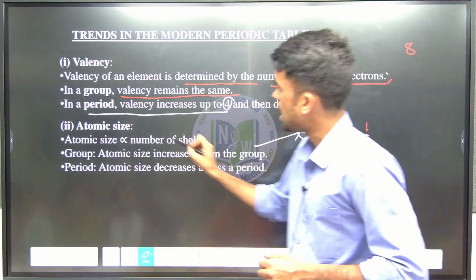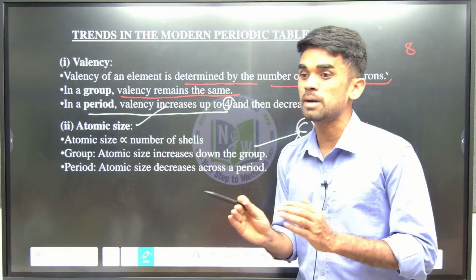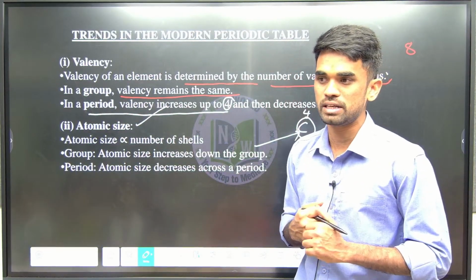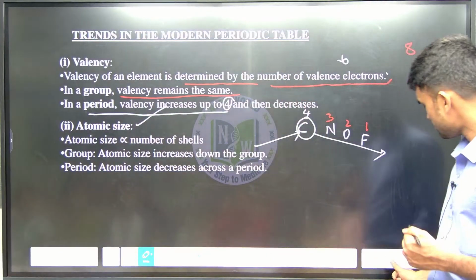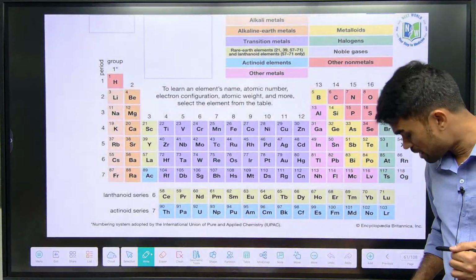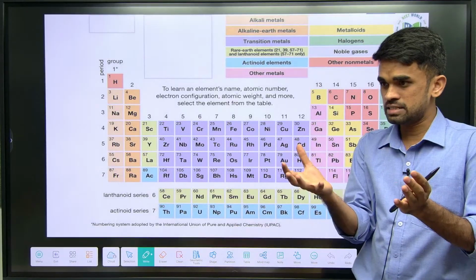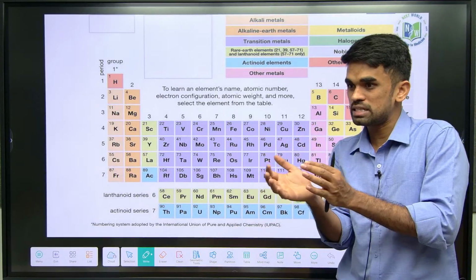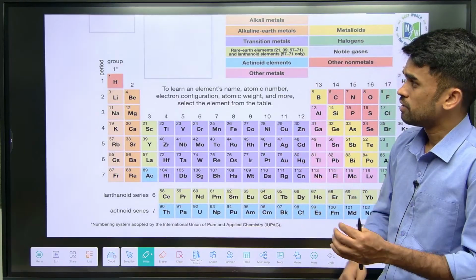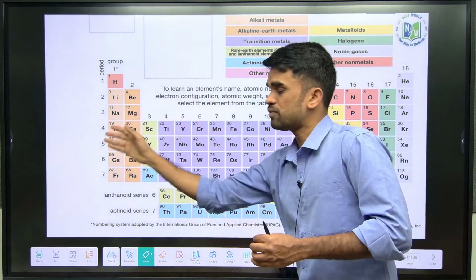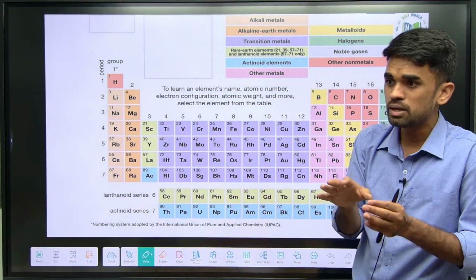Okay, the next one, atomic size. These are called periodic properties. What do we mean by periodic properties? You have written it for 8 marks in your first year. Periodic properties means properties like size, chemical properties or physical properties that change periodically. From up to down or from left to right, there will be some variations. Those are considered periodic properties.